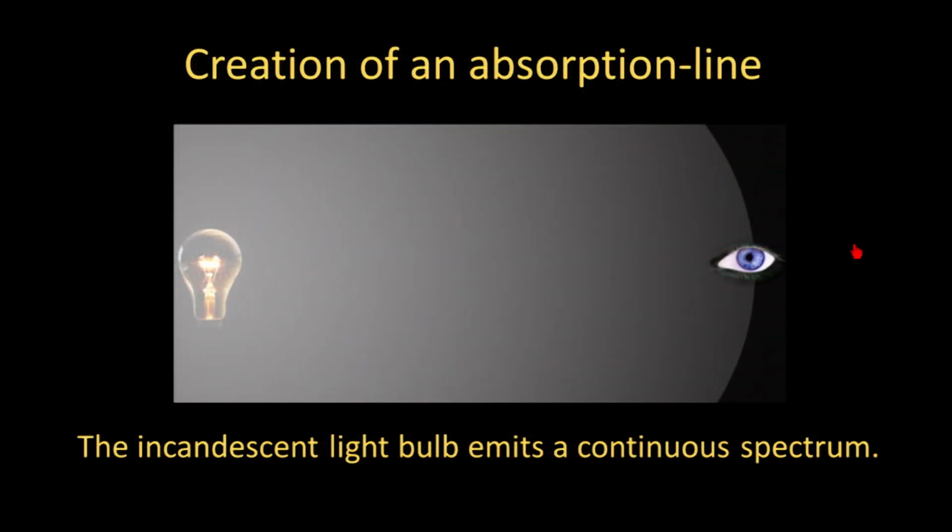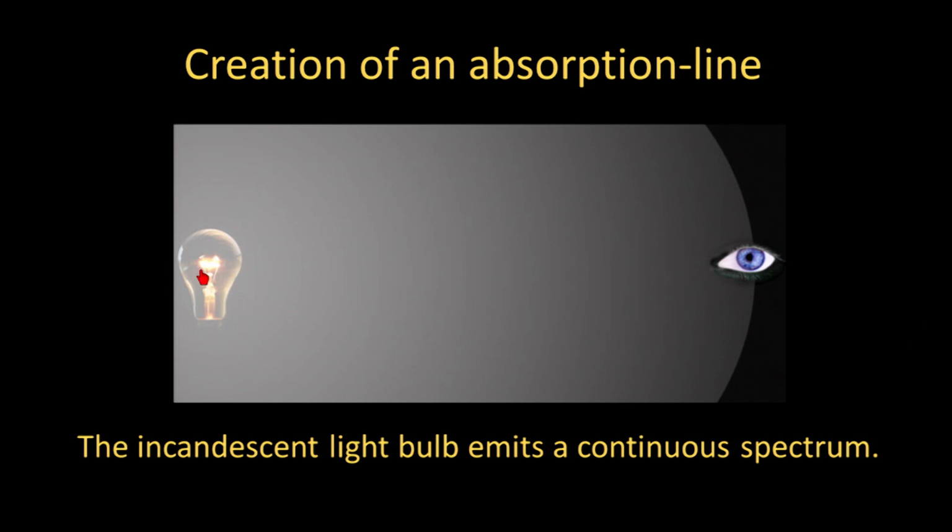So let's take a look here. Let's start off with the creation of an absorption line spectrum. If you recall from a previous segment, to create an absorption line spectrum, you need a source of continuous light, and so in this case we're going to use the incandescent light bulb as the source.